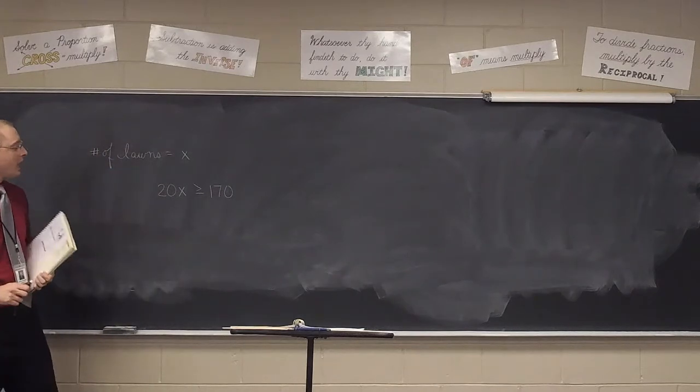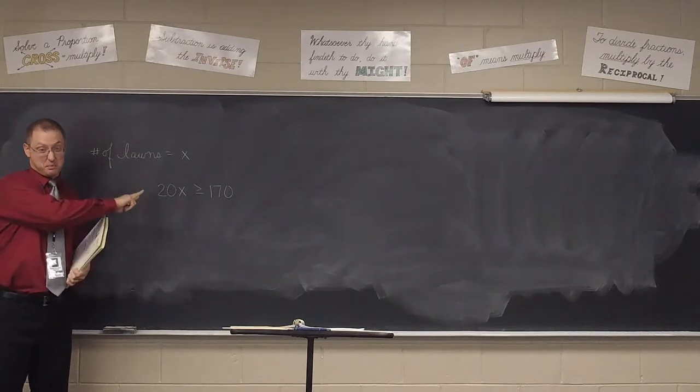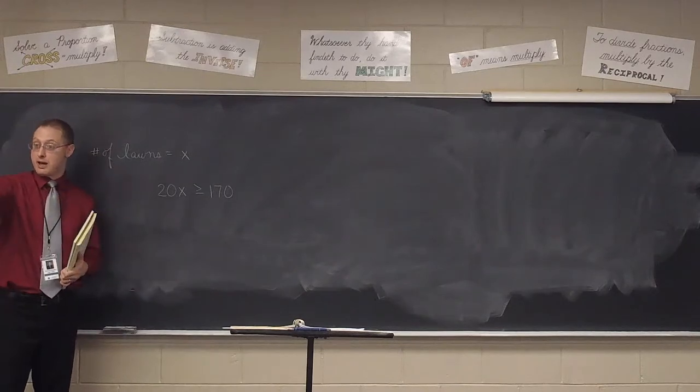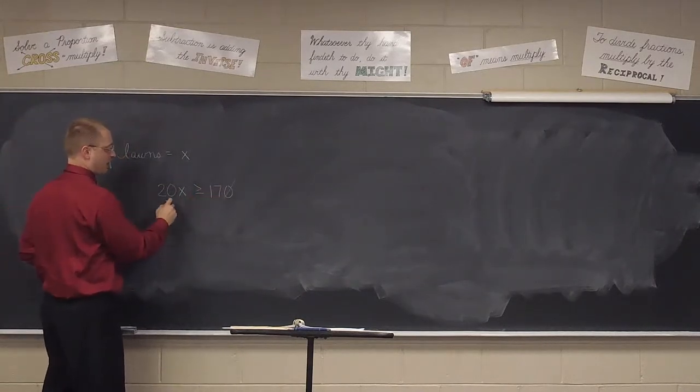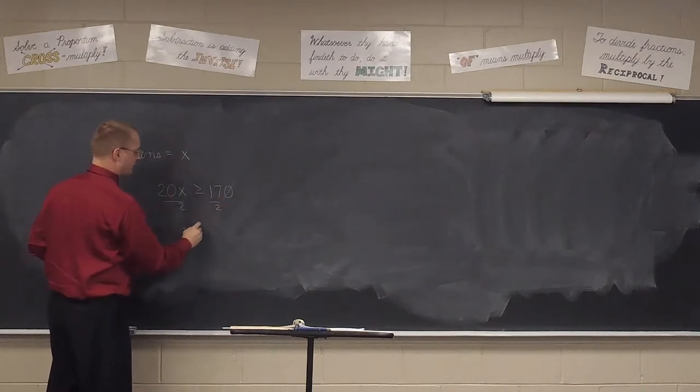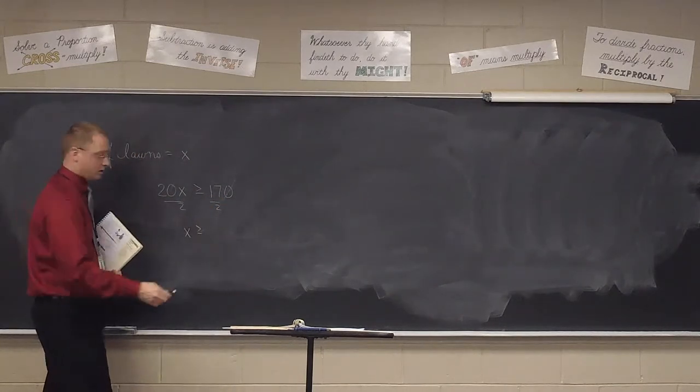It's 170. You did not have that. You had X plus 20, greater than or equal to 170. Did you have it correct? All right. So we can knock a zero off of both sides here and then just divide away a 2. And that'll give us X is greater than or equal to 8.5.